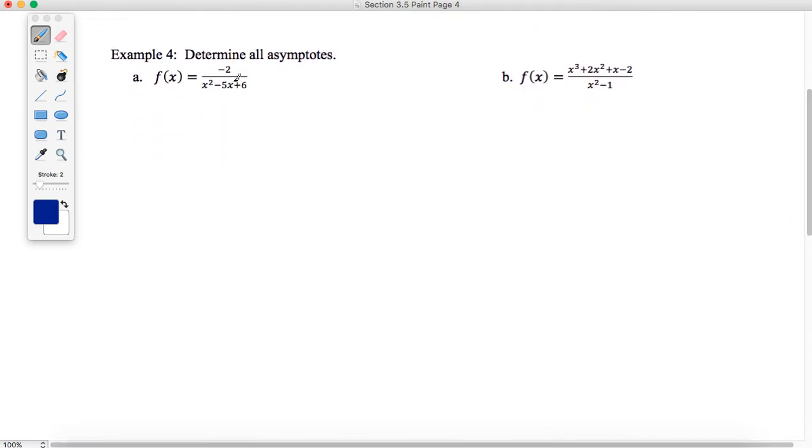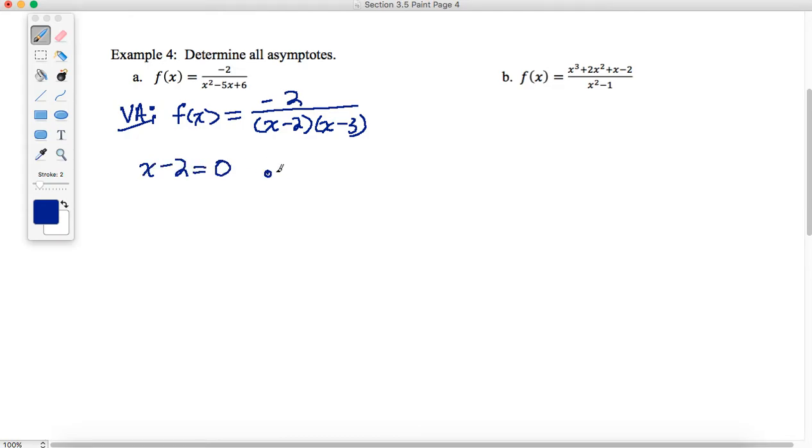Okay, so let's put all this stuff together and find all asymptotes of a rational function. We're going to start with this example here. It says f of x equals -2 over the polynomial x squared minus 5x plus 6. We want to find all of our asymptotes. I'm going to first start by finding my vertical asymptotes, which I'll abbreviate with VA. Remember, we have to factor our numerator and denominator. Here, our numerator is already factored. Our denominator will factor into x minus 2 times x minus 3. Nothing cancels, and so I'll set both of these factors equal to 0.